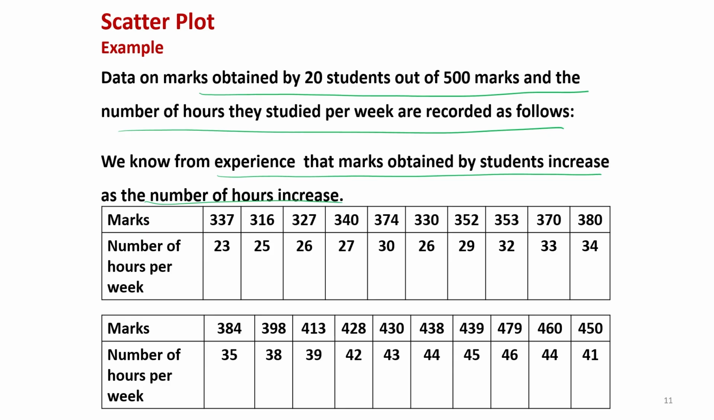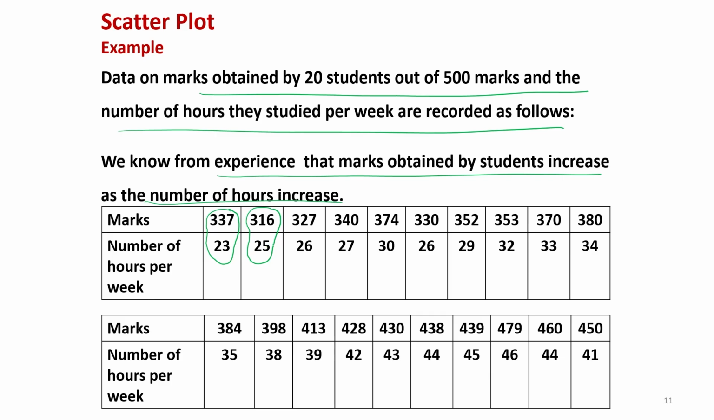So these observations are like this. For example, a student has got 337 marks out of 500, and the student has studied 23 hours in a week. Similarly, student number 2 has got 316 marks out of 500, and the student has studied 25 hours in a week, and so on. We have 20 observations here.